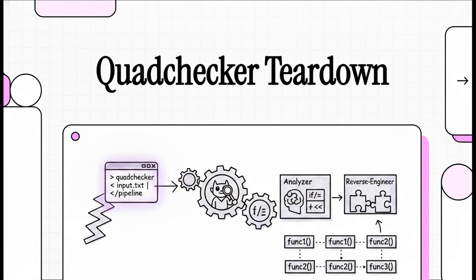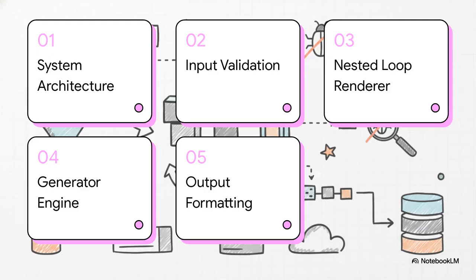Today, we're tearing down exactly how this command line app takes piped standard input, analyzes its shape, and dynamically reverse engineers which functions could have possibly rendered it. So here is our game plan for the teardown. We'll be hitting 1, the overall architecture, 2, the input validation logic, 3, the nested loop renderer, 4, the generator pattern engine, and finally, evaluation and output formatting.